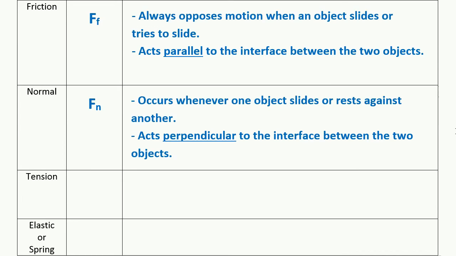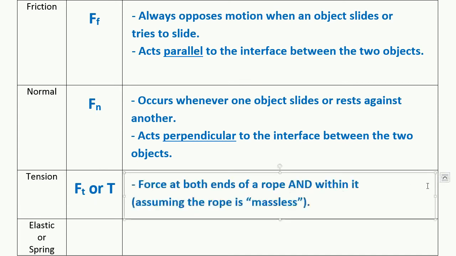The next force I want to talk briefly about is tension. We're going to give that the symbol Ft, so we don't have to write tension out all the time for force of tension. Or sometimes we'll actually just give this force the symbol capital T. You'll see I might use both of these. Things to know about tension. It's the force that exists at both ends of a rope and within it.